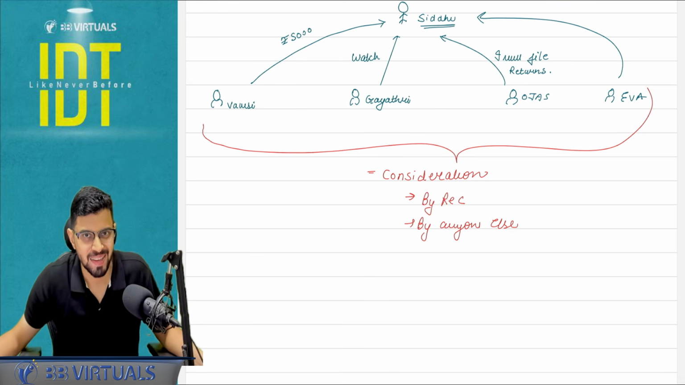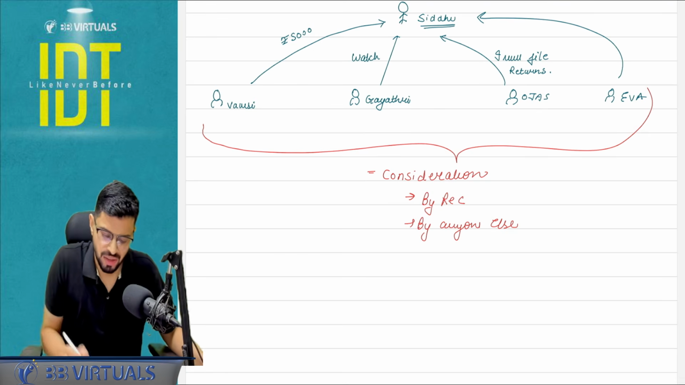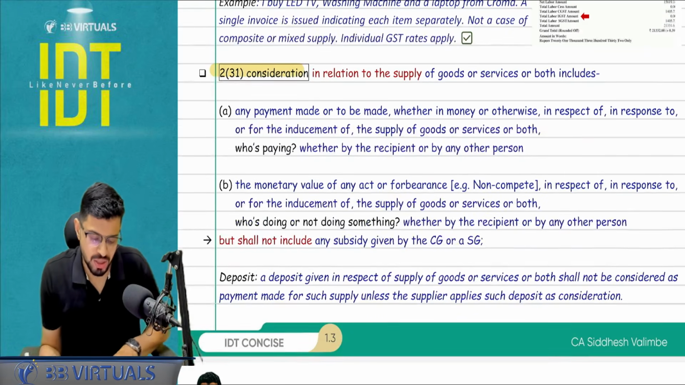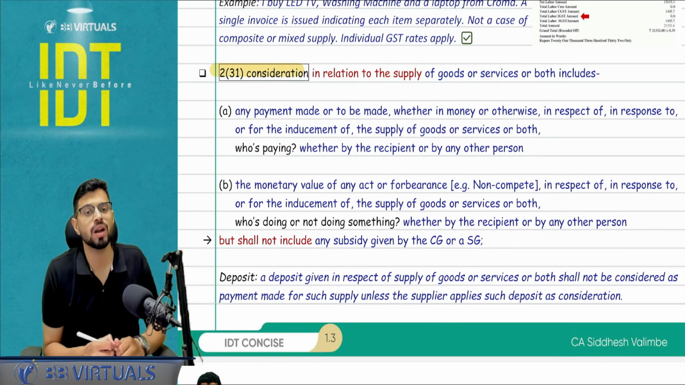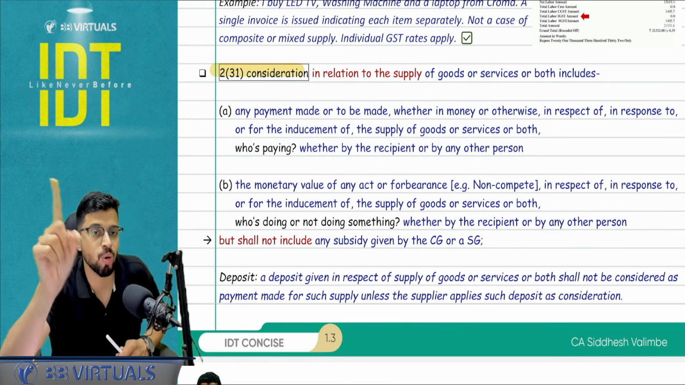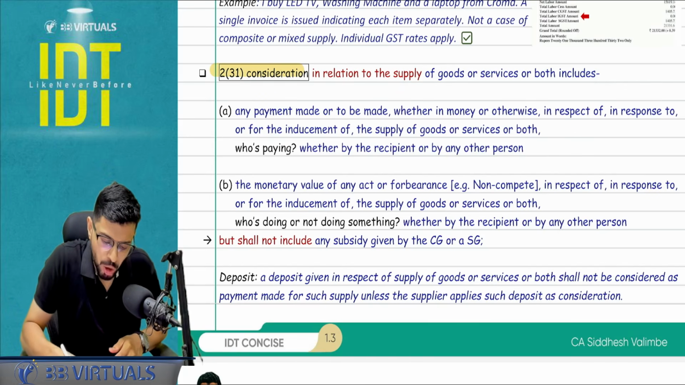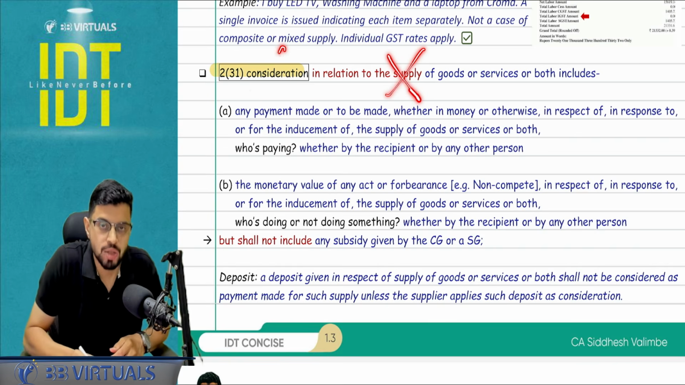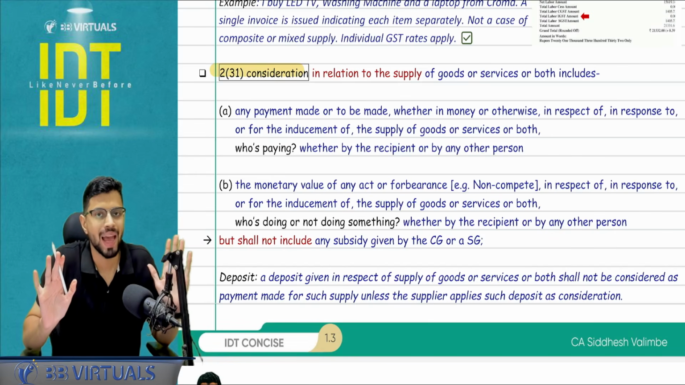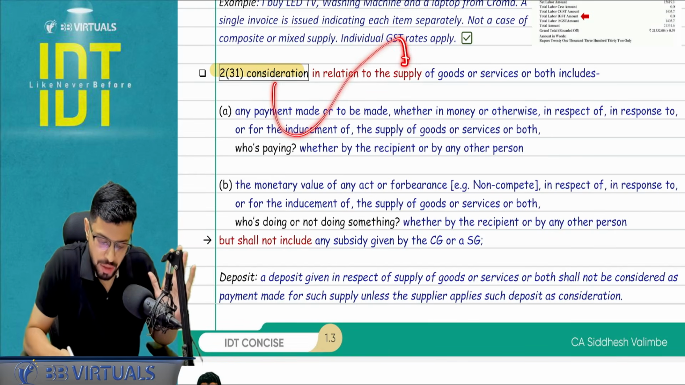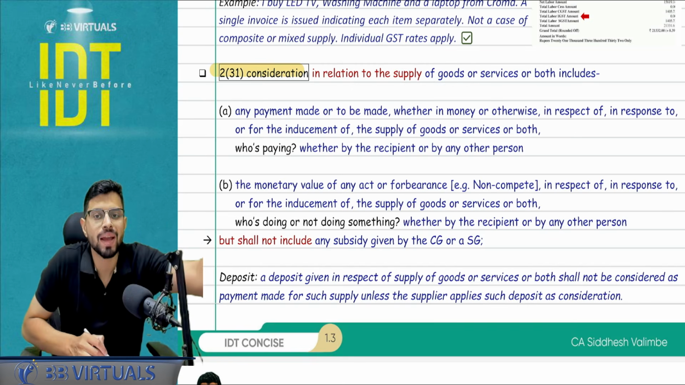Is this clear? The definition of consideration is done. A little more nuance we have to see. I will cover that. Section 2, clause 31: consideration in relation to supply. Very important. The term consideration will be used only in relation to the taxable event. If we are not talking about supply, there is no understanding of this term consideration. Consideration will not be analyzed in isolation. It is a part of the parameter of supply. So in relation to supply, what do you mean by consideration?